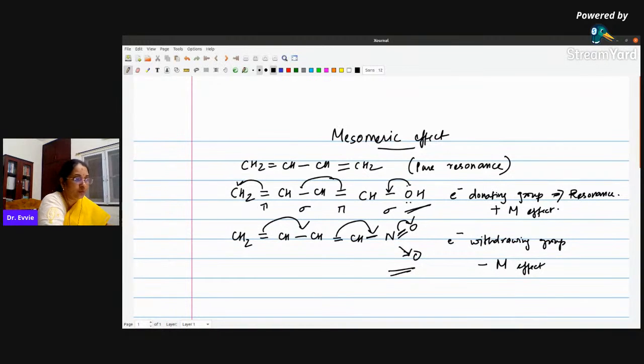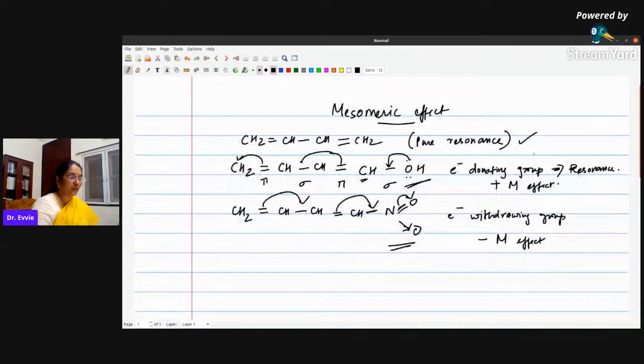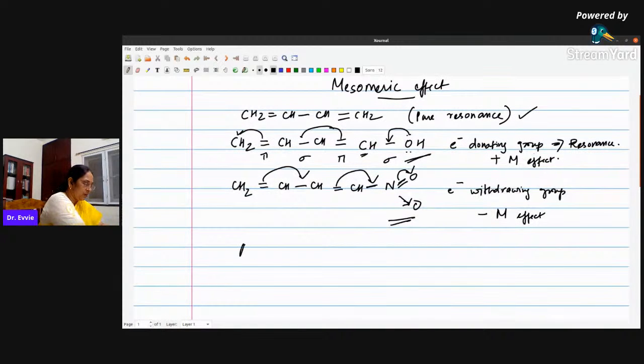I have already told you which one will show ortho para directing group. We have seen that plus R will show ortho para directing group, and minus R will show meta directing group. So if the carbon is attached to a different atom, we call it a mesomeric effect. If it's as I told you here, it will be pure resonance. One point I want to mention here is all mesomeric effects are resonance effects.